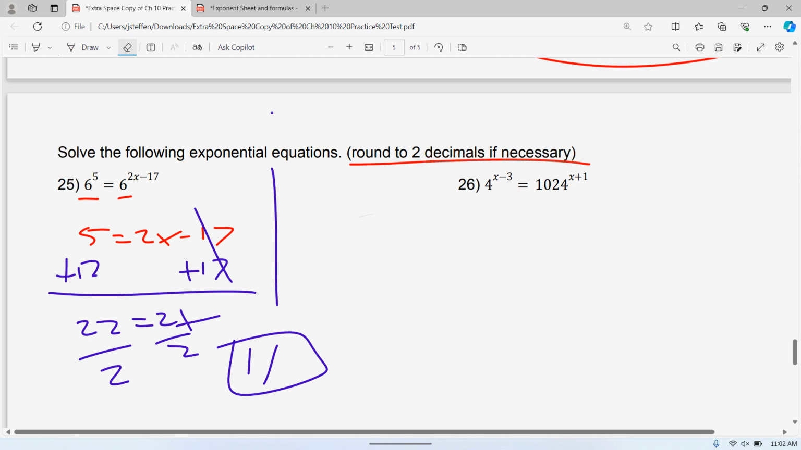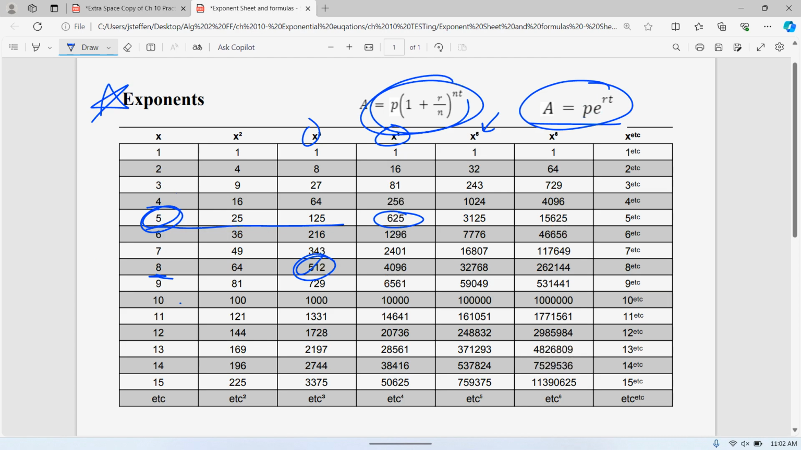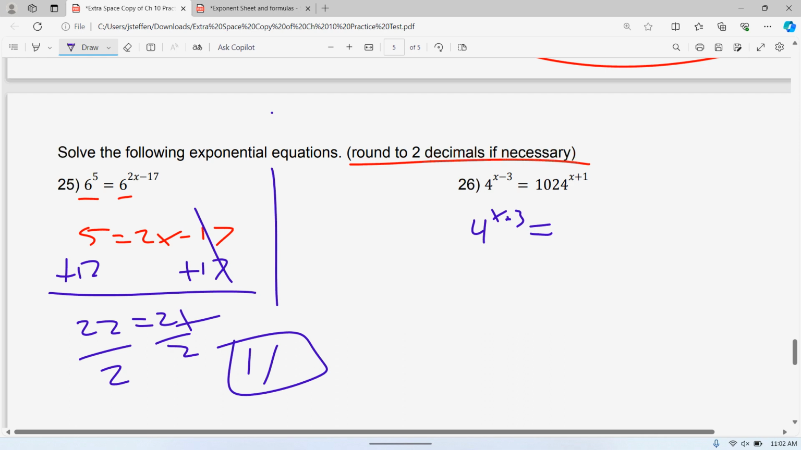This one, you cannot use the natural log. Well, I'm sure you can, but it's definitely going to be difficult. I would have to think about it, since we have variables on both sides. So for this one, I'm going to change the base of 1024. If you look at your exponent sheet, that is on here. That is 4. Change 1024 into 4 to the 5th.